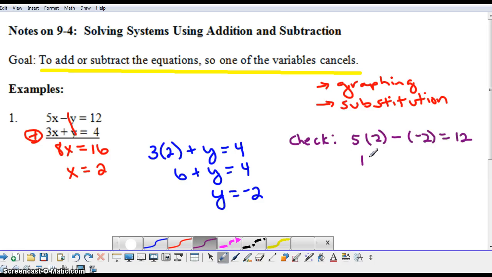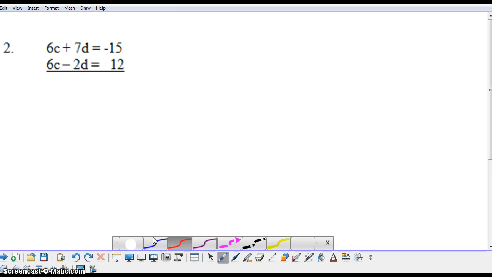So 5 multiplied by 2, we have 10. Subtract a negative 2 is the same as adding a positive 2. And so it's very easy to see that 10 plus 2 is equal to 12. So we know that this is the solution. We know that the solution is the ordered pair, 2 for x, negative 2 for y. So this system was solved by adding the equations together. Let's take a look at an example where we're going to subtract the equations.